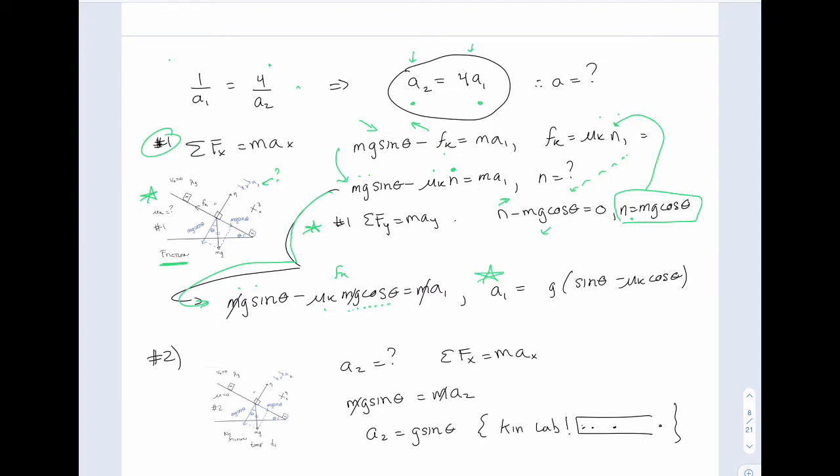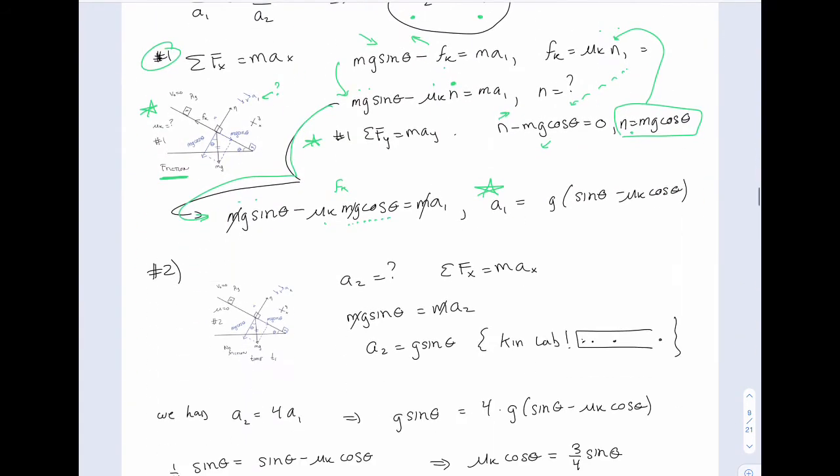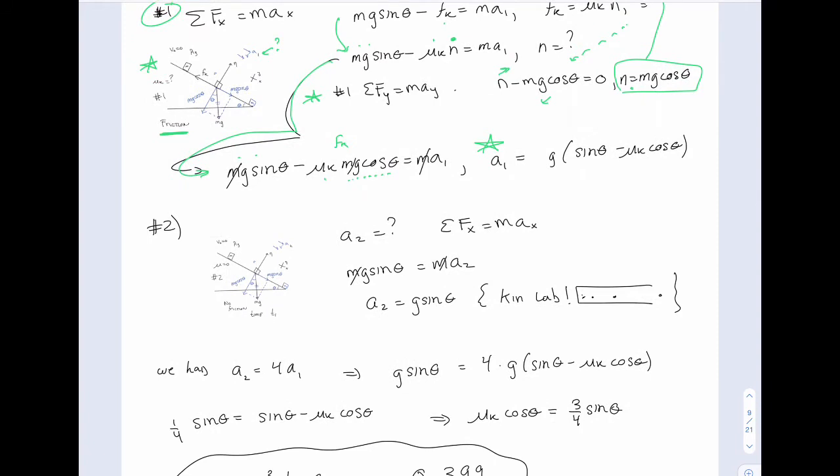Okay, A2, this is picture 2. I just took the same picture, put it down here. It says the same picture as above, but there's no kinetic friction because it's frictionless. So to find A2, I applied F equal ma in the x direction. The only thing that points downward is mg sine. That's equal to m2a2. Masses drop out, and that gives me what we remember from the kinematic dot lab.